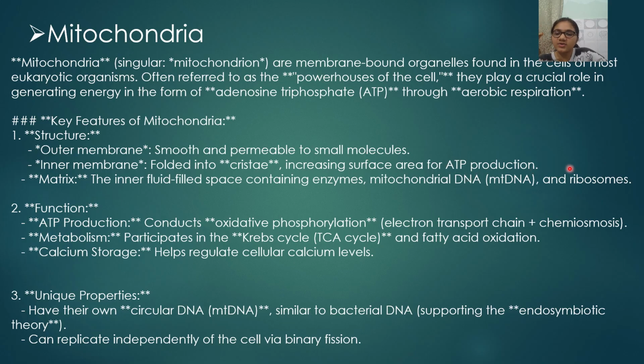Meaning what is happening? That inner membrane, what is it doing? It is folded into the cristae, means it is forming cristae. Then it is increasing the surface area for ATP production, the energy production surface area is increasing. In the matrix we see the inner fluid filled space containing the enzymes, mitochondrial DNA and ribosomes. So what is present in this matrix? The inner fluid filled space, mitochondrial DNA, and the ribosomes.